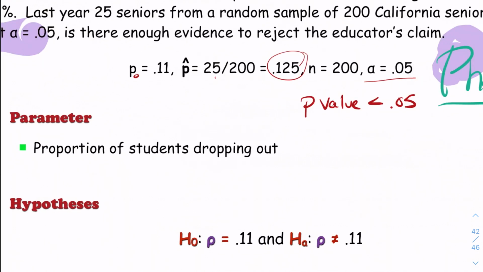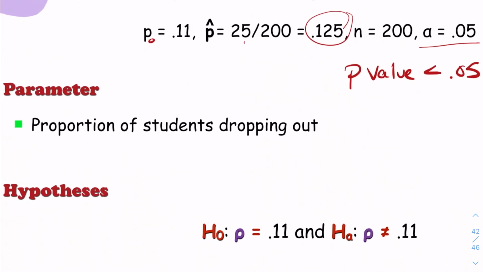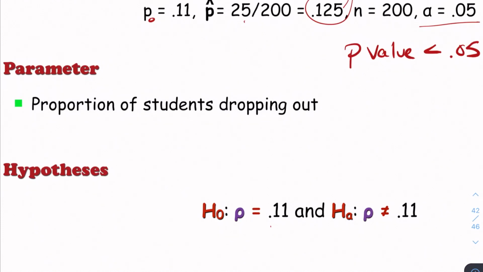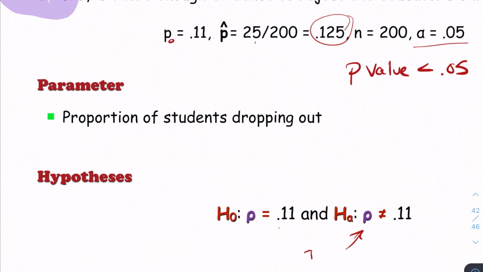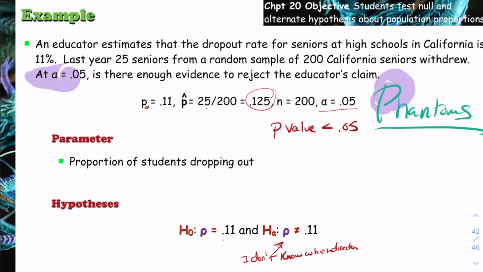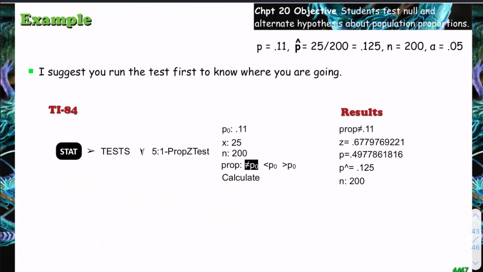First off, let's identify the parameter. The parameter that we're looking at is the proportion of students dropping out, with our null hypothesis being that the teacher is right. The null hypothesis is that the dropout rate is 11%. Our alternate hypothesis is that it's not that. I don't know if it's larger or smaller, it could be smaller, so we're going to look at a two-tailed test. So we have our hypothesis.